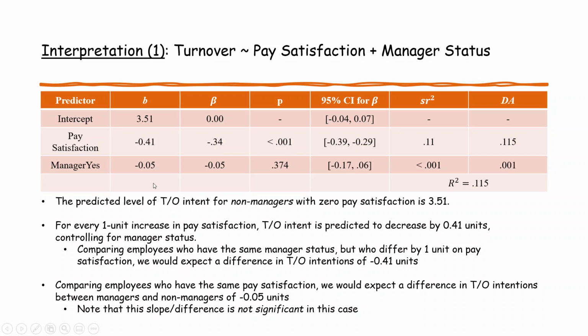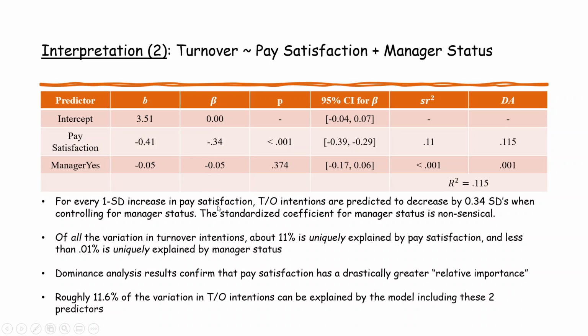And then for the slope for manager status, we could say comparing employees who have the same pay satisfaction, so controlling for pay satisfaction this time, we would expect a difference in turnover intentions between managers and non-managers of negative 0.05 units. So again, the difference between managers and non-managers with respect to turnover intentions when we control for pay satisfaction is only 0.05. And the slope is not significant in this case.